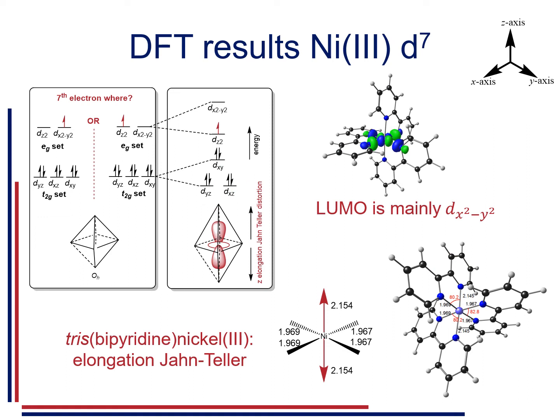The DFT results for nickel 3+: we found that nickel 3+ complexes with 7 d electrons are also 6 coordinated. But due to the one unpaired electron in the eg orbital set, the complexes exhibit Jahn-Teller distortion, where the nickel to nitrogen bond lengths on the z-axis are elongated. The lowest unoccupied molecular orbital is mainly on the dx squared minus y squared axis.